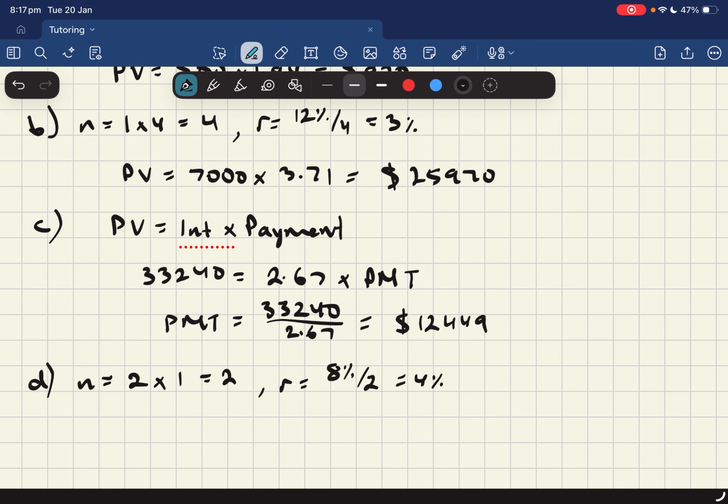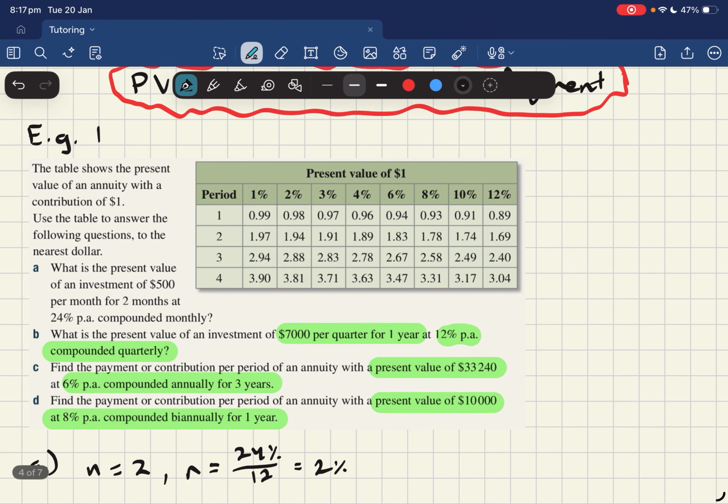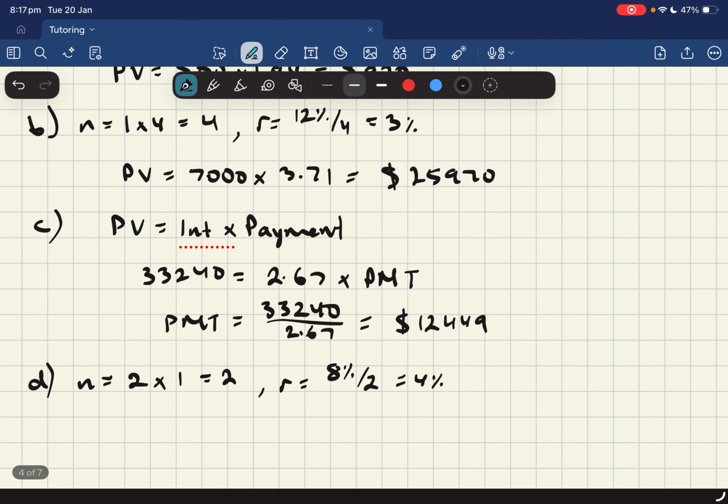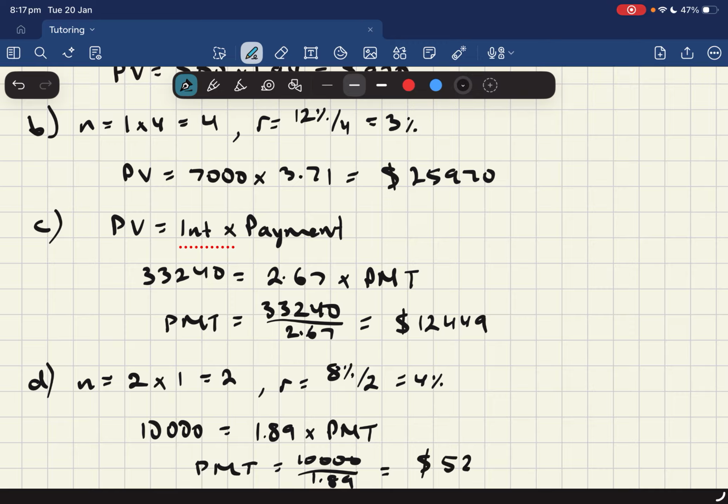Okay, so now looking at the intersection, 2 with 4%, we get 1.89. So we're going to set up our equation straight away. Our present value is 10,000 equals 1.89 times the payment. And we have that our payment equals 10,000 divided by 1.89. Once we do that, it gives us a payment of $5,291.